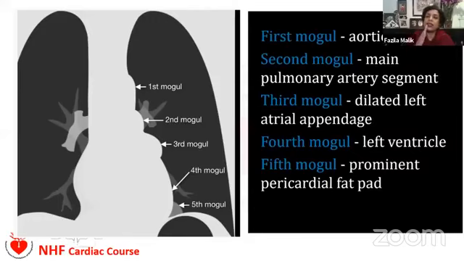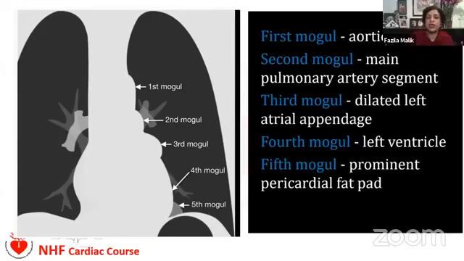So the left atrial appendage initially formed the straight line when it enlarged. Subsequently, it might enlarge to such an extent that it bulges out from the left border, and it creates an extra bump there.